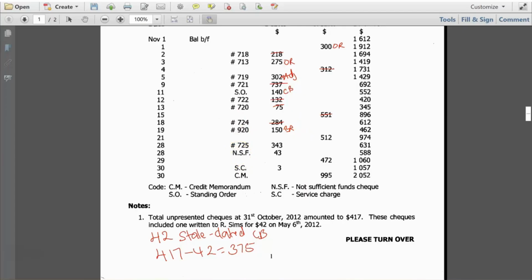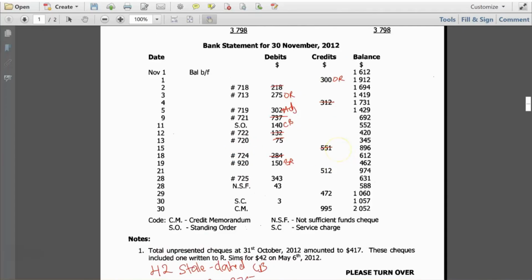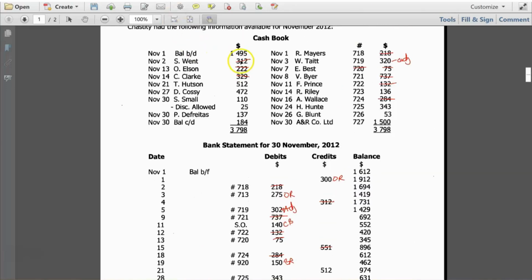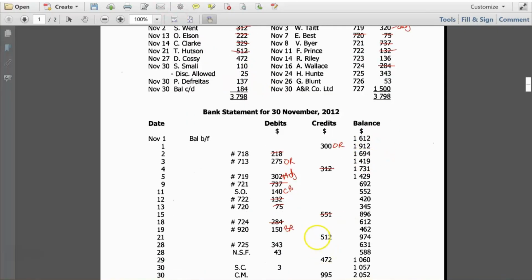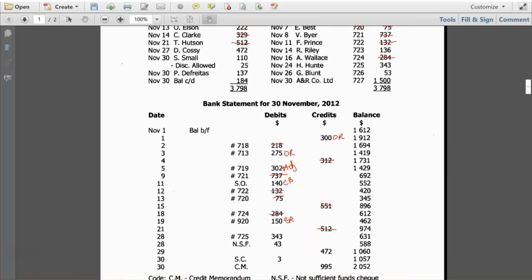Next one, a deposit for $512. Do we have that in our cash book? Yes, we do. It's right here on the debit side. So we can cross it off, both reports. Now we have check 725 for $343. Yes, we have that on our bank statement and in our cash book. The non-sufficient funds amount, we came across a note on that earlier, so we know that that is for our cash book. So you can write cash book next to that.